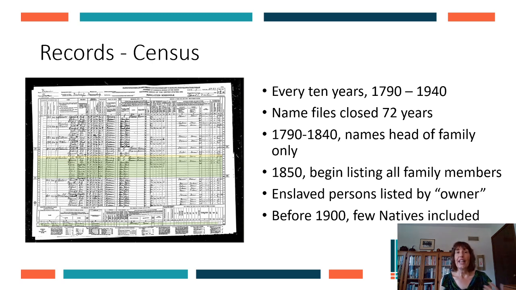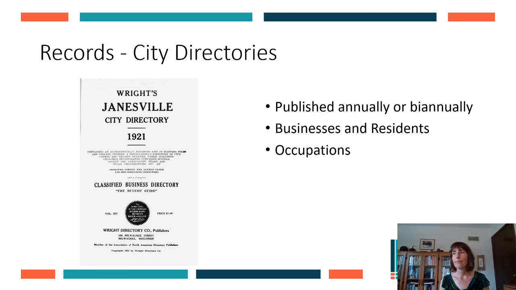So the census is fantastic, but it only happens once every 10 years. How can we track family members in the years between the census? So most cities have something called a city directory. This is a directory of all the businesses and residents in a city. In some places, the directories are published every year. In other places, maybe every 2 years, every 3 years. It's still more frequent than the census.